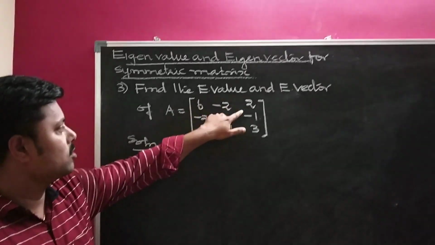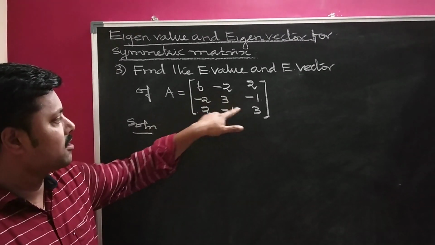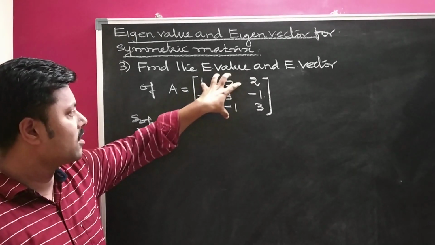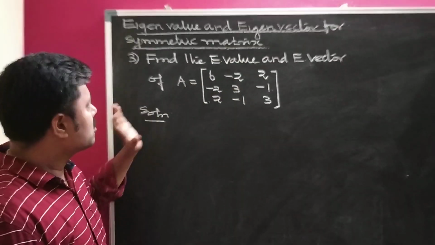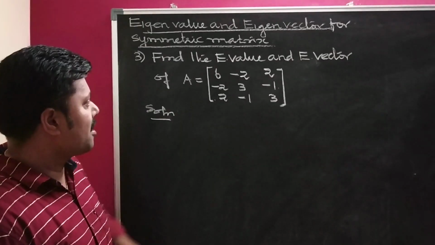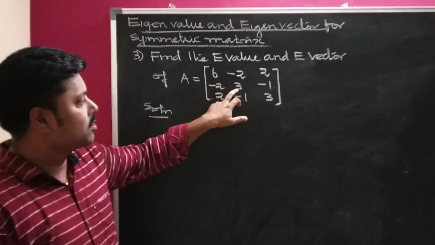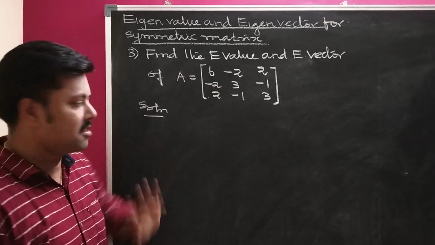So here 6, minus 2, 2 and 6, minus 2, 2. Second row and second column are equal. Similarly third row and third column are equal. Therefore the given matrix is a symmetric matrix. So the question is, find the eigenvalues and eigenvectors for the symmetric matrix A equal to [6 -2 2; -2 3 -1; 2 -1 3].